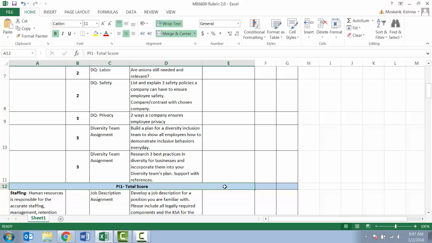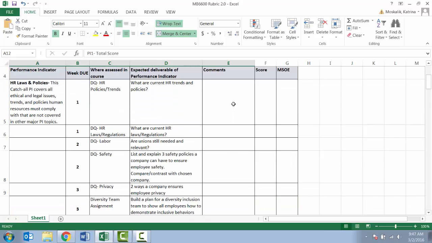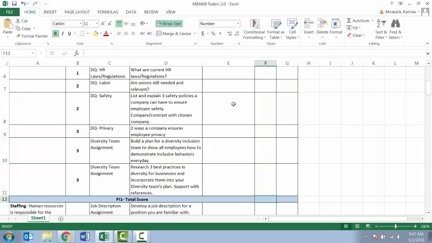If you remember from our syllabus discussion, each of your performance indicators is worth 18% of your final grade. As I grade them, I'll put comments in about what you did well for content and technical components. I'll give you a score from 0 to 4.0, and then I'll tell you the MSOE letter grade that corresponds with that. Your scores will then be averaged into your performance indicator score. So that's how you'll know if you hit mastery level for your first performance indicator, which is laws and policies.